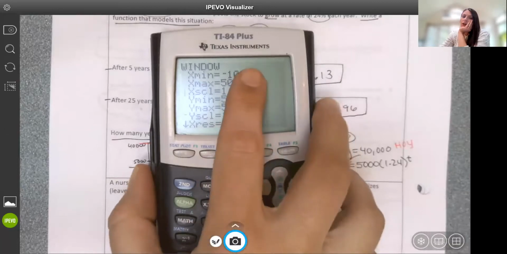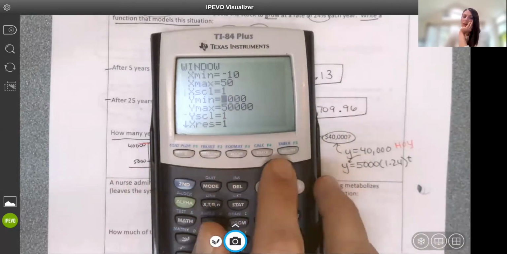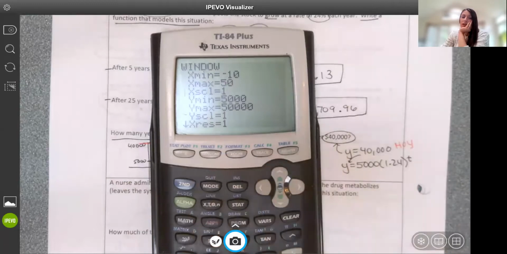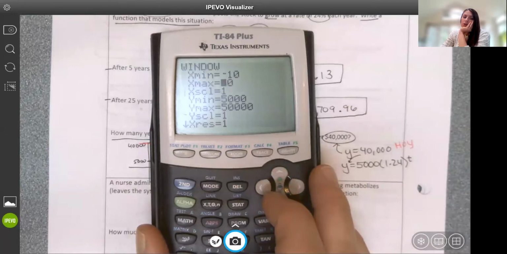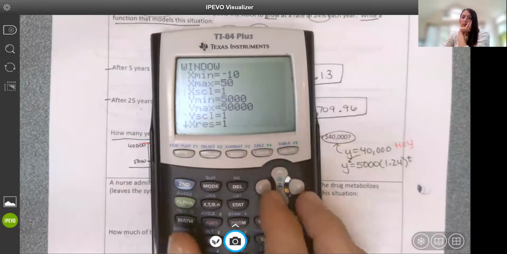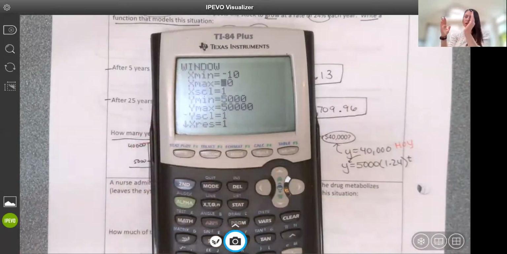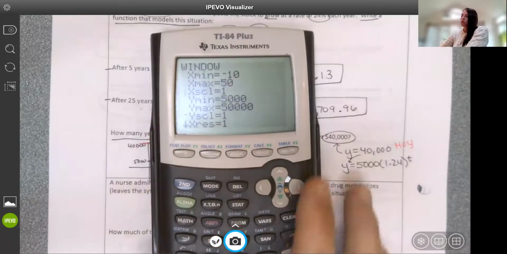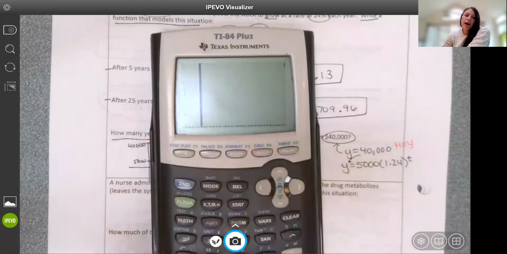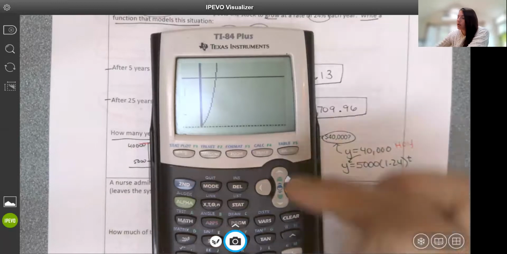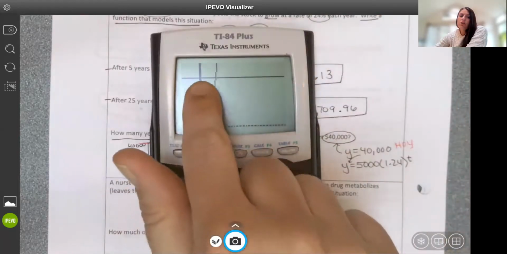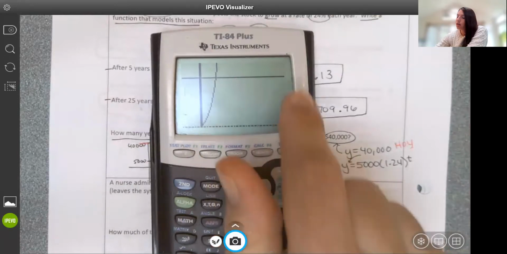Now, right now my x values go from -10 to 50. I think that'll be fine. I know that it will be fine, but I could also adjust this too. I could make this less, more, whatever. Okay, so x min and max is going to tell you what your x values are going to, and y min and max what your y values are going to. So then from window, I just hit graph, and it'll already be set to show me how I just set it. So there's my first graph. And then there's 40,000. Okay, so here's our function. And then here's our second line, which is at 40,000.